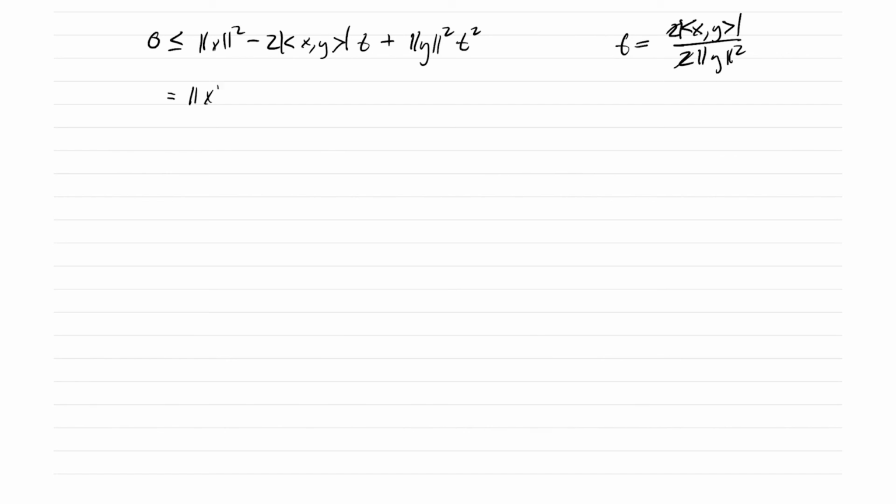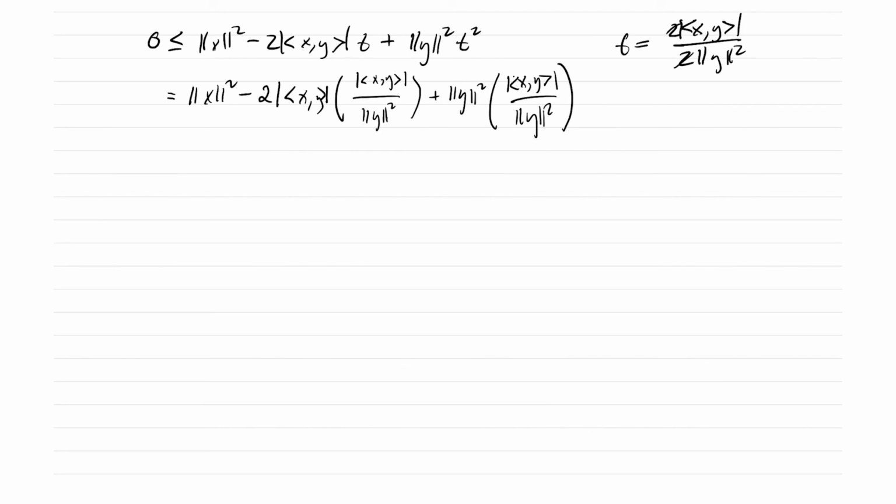We're going to have the absolute value of x squared minus 2 times the absolute value of xy, and then we put in t, so the absolute value of the inner product of x and y over 2y squared, and then plus 2y squared times this, so the absolute value of xy over 2y squared, and that's squared. Okay, so what do we end up getting?